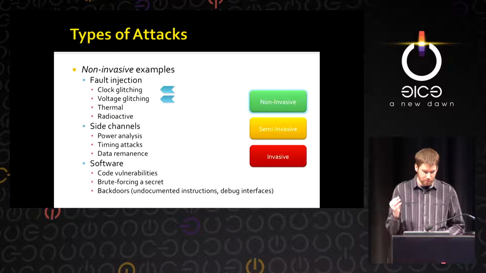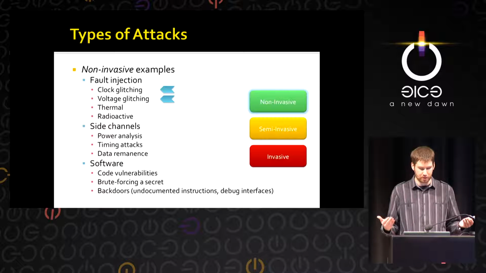And then finally, the third umbrella is software. So this could be simple code vulnerabilities. The authors of the secure device may not actually be that versed in secure coding practices. So there may be just vulnerabilities sitting around like buffer overflows, stack overflows, things like that. Brute forcing. So you could simply try brute forcing if the key strength is small enough.